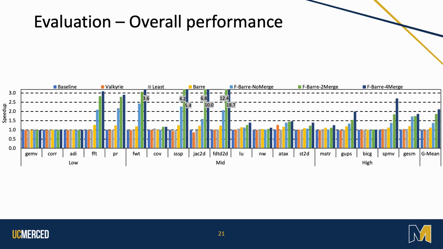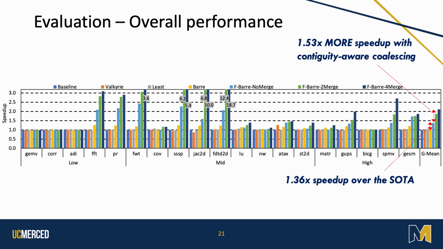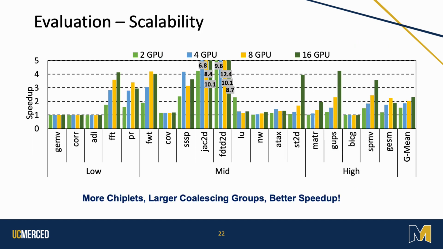For overall performance, we compare against the baseline and two state-of-the-art works. On average, Barre Chord is able to achieve a 1.36x speedup over the SOTA work. If we opportunistically merge 4 coalescing groups, Barre Chord can provide a 1.53x speedup. Such noticeable performance benefit is because Barre Chord is able to fundamentally remove expensive page table walks.